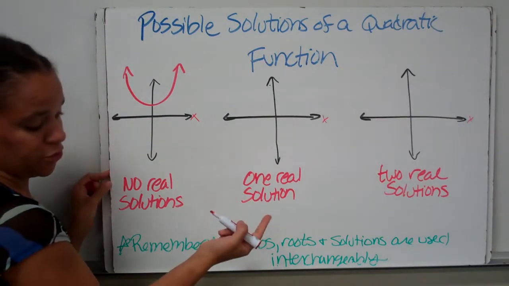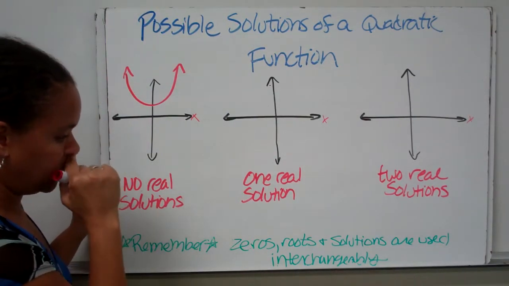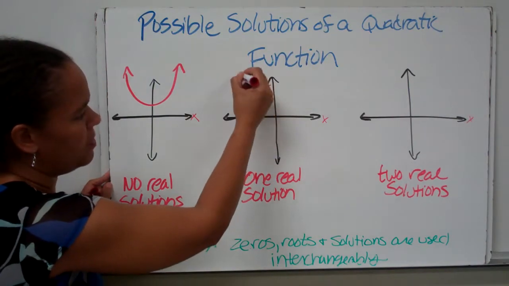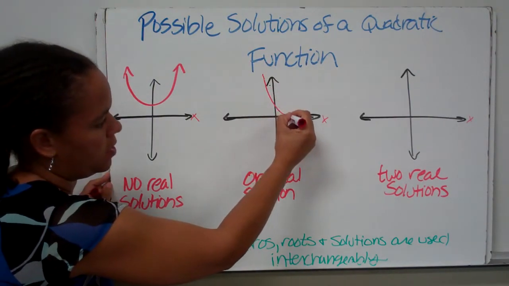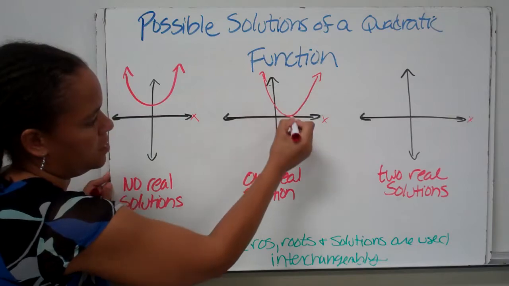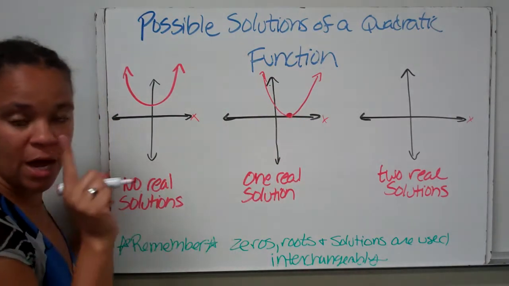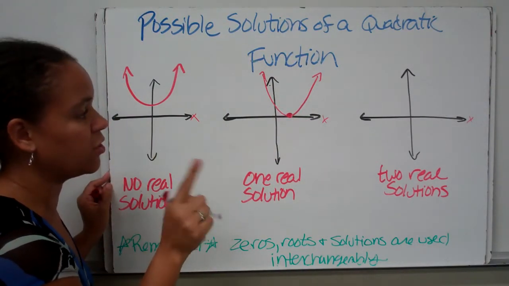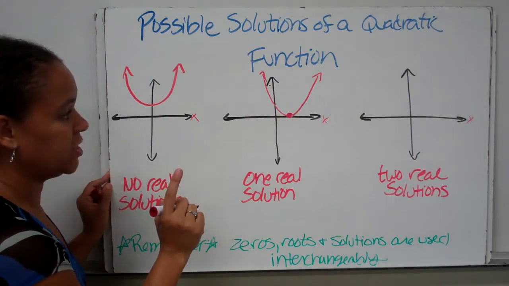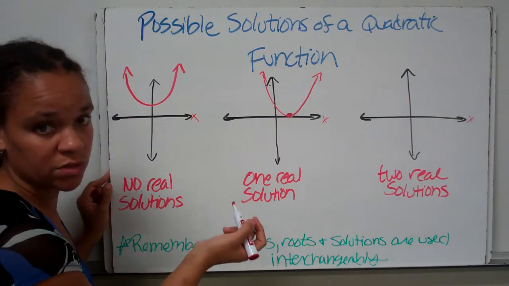The other option you may have is one real solution. So if we had one real solution, maybe it'll look like this. It'll only touch at one specific point. It touches and goes right back up. And because it touches the x-axis one time, there's one real solution.